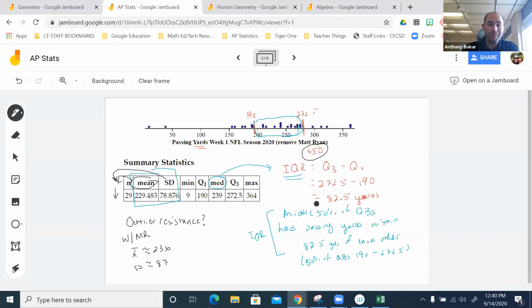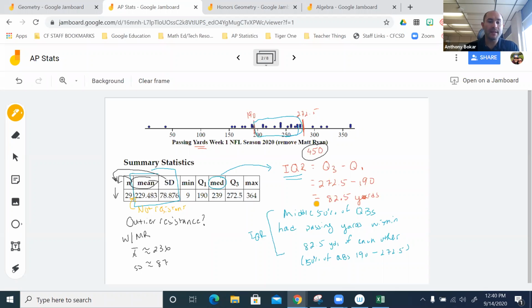So the mean and standard deviation are not resistant to outliers. If we include outliers, they change a lot because they're based on every single data point that we have. So we say the mean and standard deviation are not resistant to outliers. They change a ton when you have outliers.